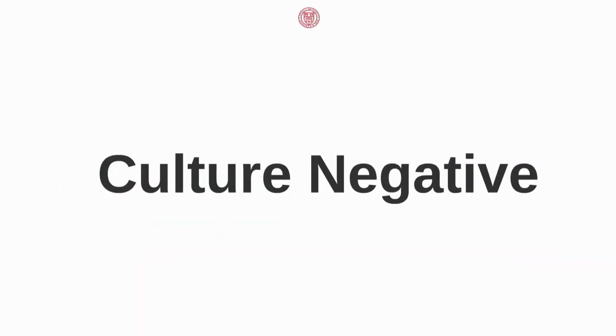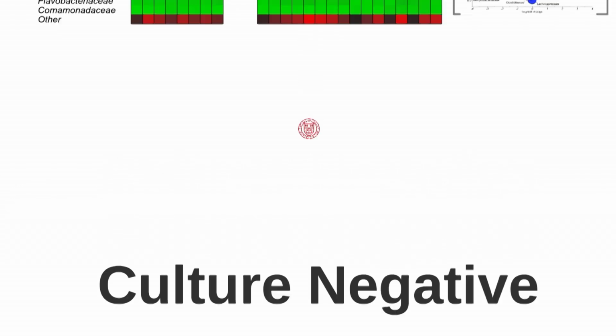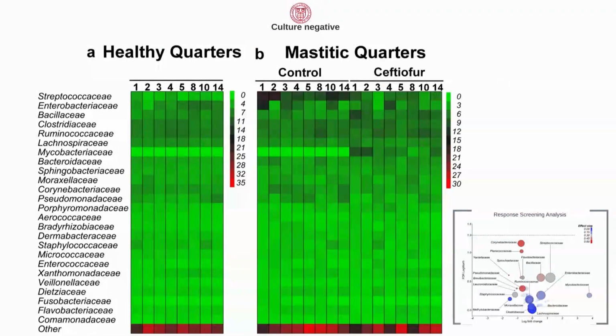Now I'd like to move on to our culture negative results. In the same fashion as I represented before, in culture negative mastitis, we cannot identify any striking bacterial group that dominated the mastitic quarters. And I'd like to call your attention to the little graph on the right. The dotted line represents a p-value of 0.05, and the take-home message here is bacteria are all over the place. Nobody's statistically significantly associated with either healthy or mastitic quarters.